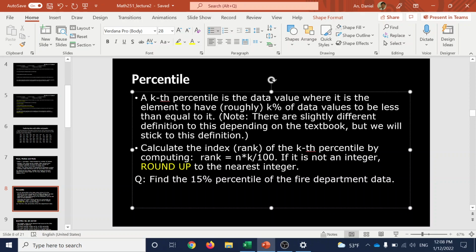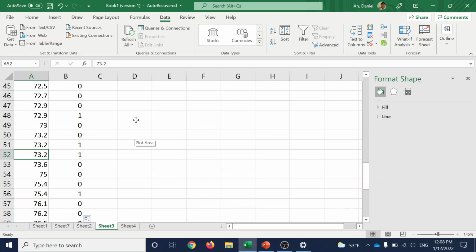So what does this mean? Well, if you had 100 data points, then the 20th percentile will be 100 times 20 over 100, which is just 20. So it's saying that the 20th item is called the 20th percentile. Now, if it is not an integer, you round up to the nearest integer, and it's important that you round up, okay? So let's do this exercise. Find the 15th percentile of the fire department data, and we will go to Excel to do that.